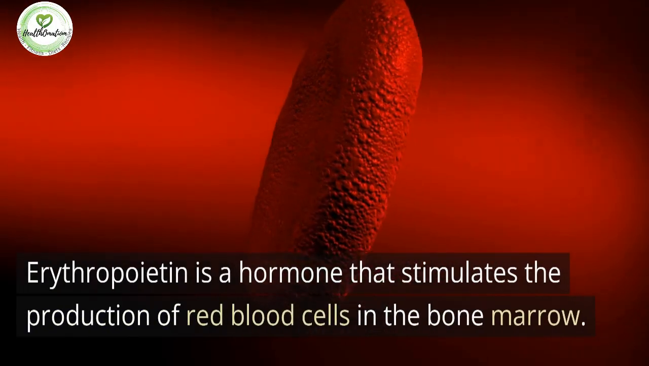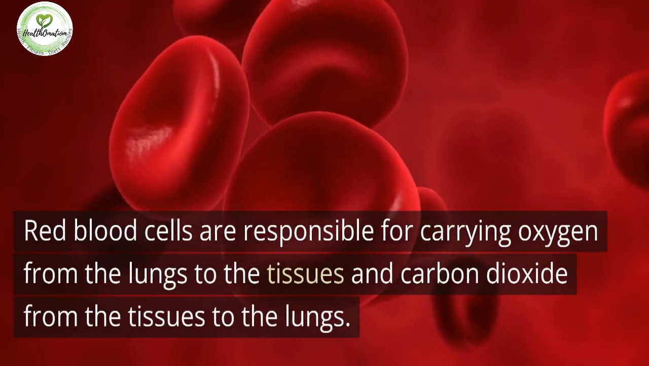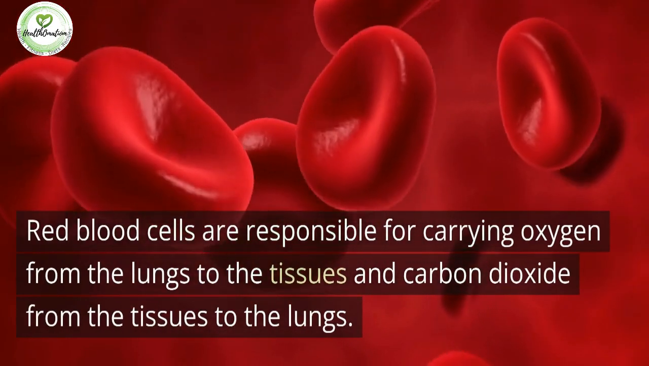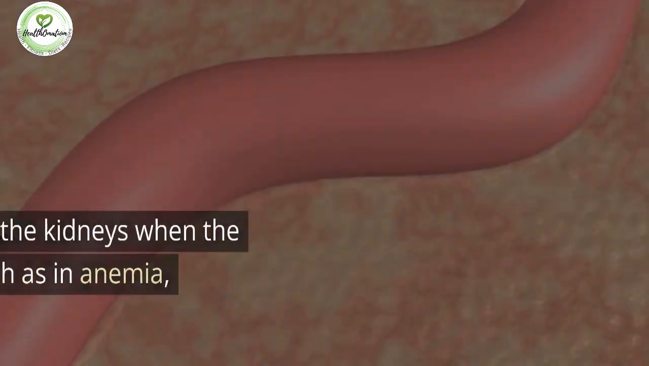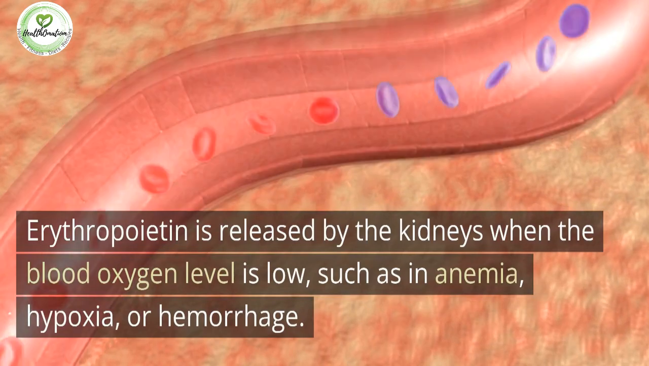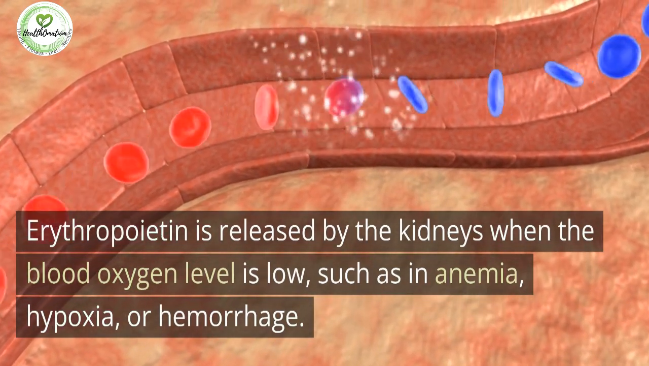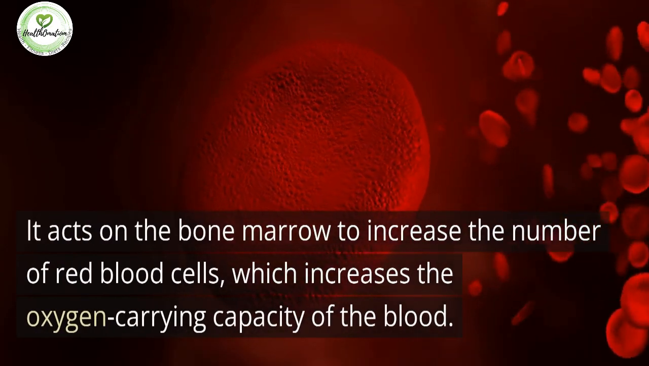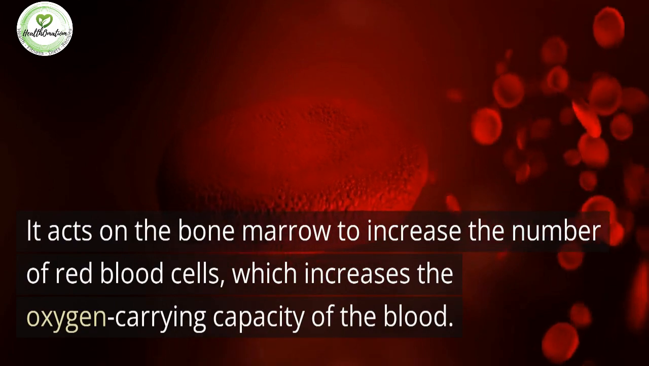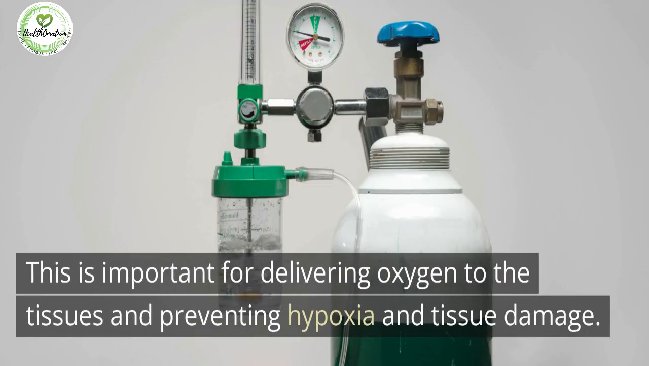Erythropoietin is a hormone that stimulates the production of red blood cells in the bone marrow. Red blood cells are responsible for carrying oxygen from the lungs to the tissues and carbon dioxide from the tissues to the lungs. Erythropoietin is released by the kidneys when the blood oxygen level is low, such as in anemia, hypoxia, or hemorrhage. It acts on the bone marrow to increase the number of red blood cells, which increases the oxygen carrying capacity of the blood. This is important for delivering oxygen to the tissues and preventing hypoxia and tissue damage.